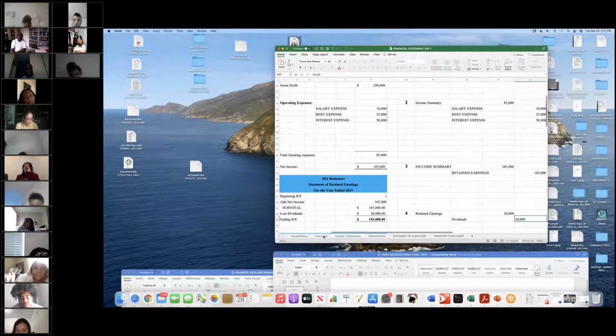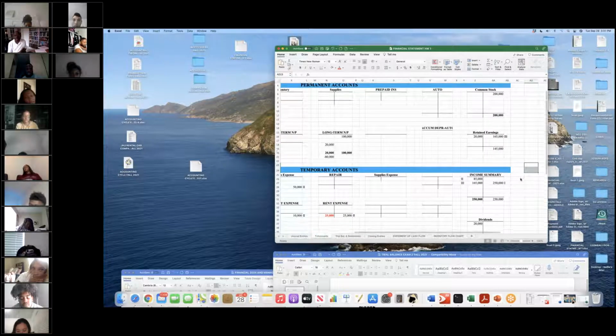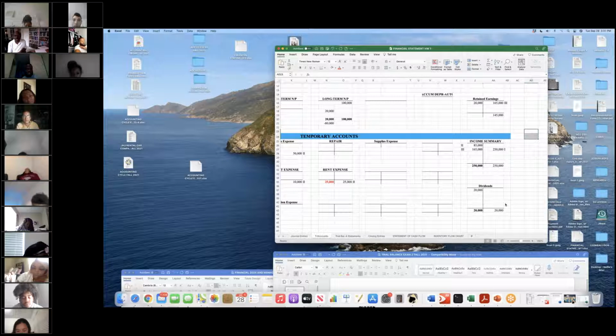So we go back to the T accounts and we go in here and we credit dividends. So this is closing entry 4. And now 165 on the credit side, 20,000 on the debit side moves us from a 0 balance in retained earnings to what?